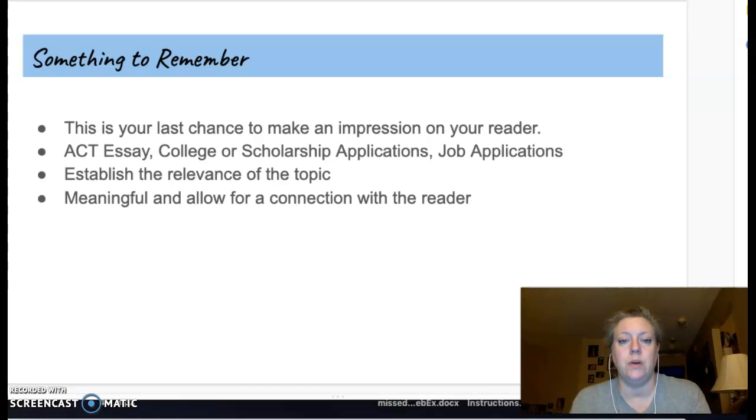One is to establish the relevance of the topic. You may not have a choice about what you're writing about. So you do a good job if you make it seem like you care about that topic, even if it's not one that you would have chosen. Also, this is a chance to show how the topic is meaningful, and it's meaningful for you, and allow for a connection with the reader. People are inherently selfish in that if they can connect to you and connect to your topic, they will remember it better.